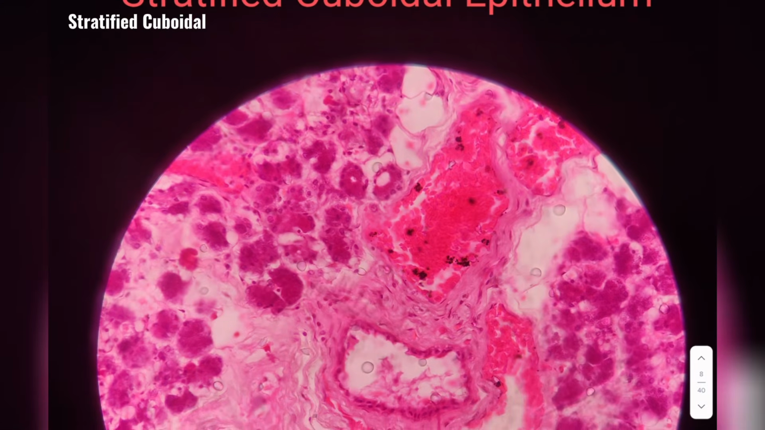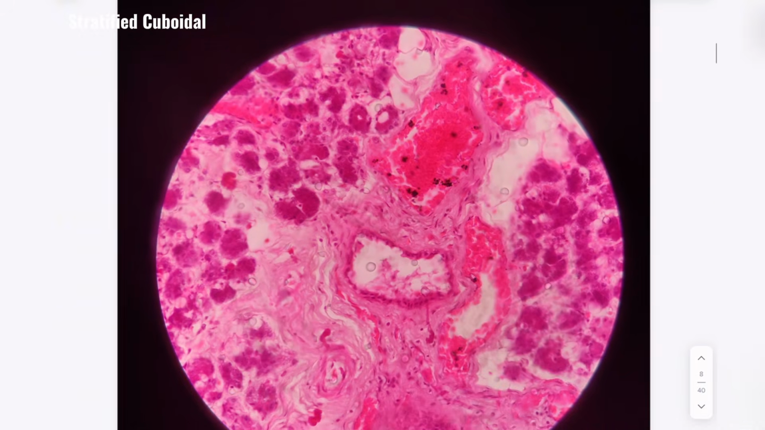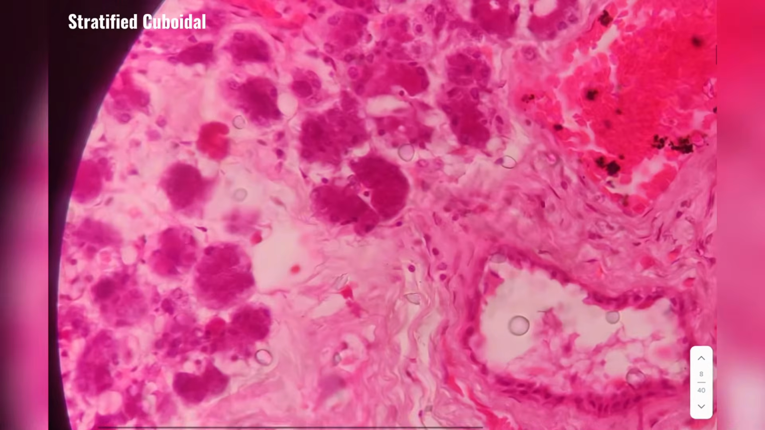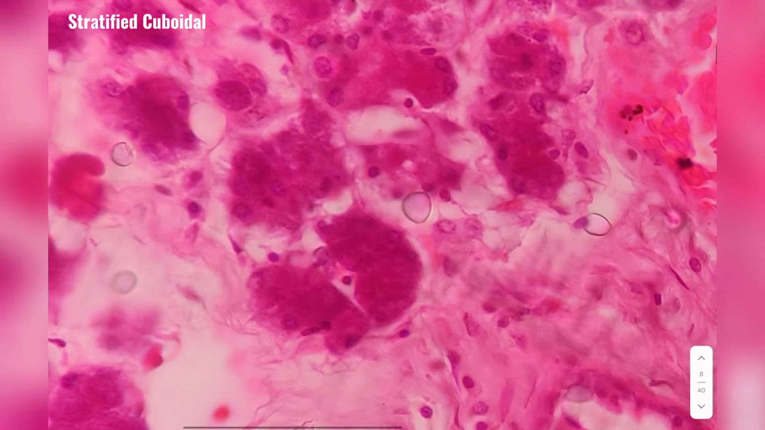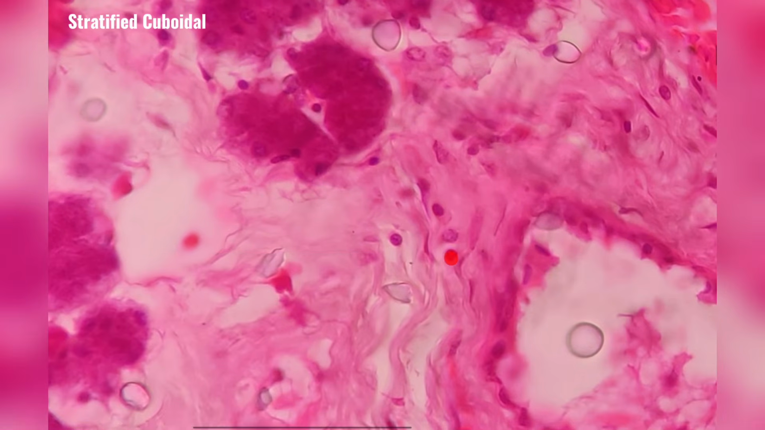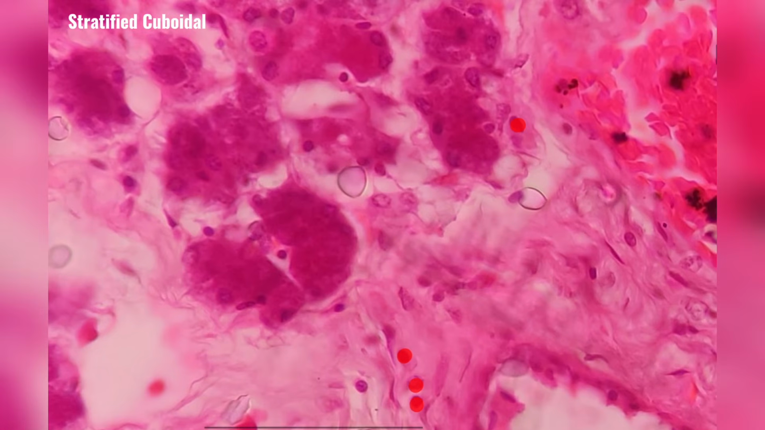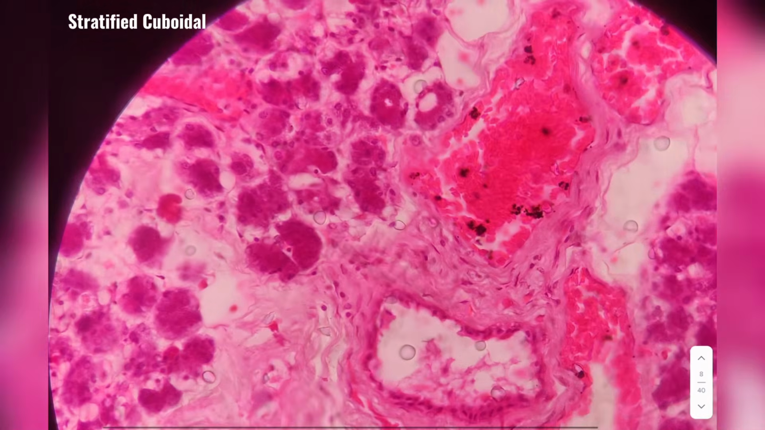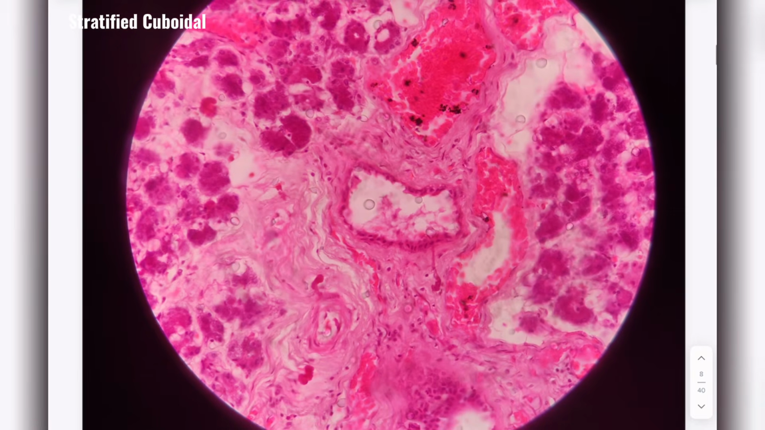Next, you have stratified cuboidal epithelium. In stratified cuboidal epithelium, you need to observe for round nucleus arranged in multiple layers. So you have these round nucleus, but then these round nucleus are present in one layer. Surrounding this layer is the other layer. So there's multiple layers of round nucleus. So it has to be stratified cuboidal epithelium.